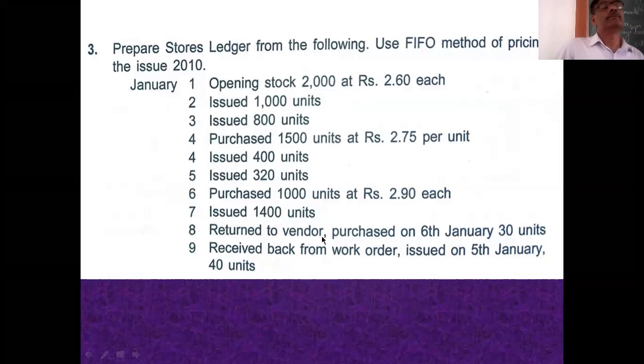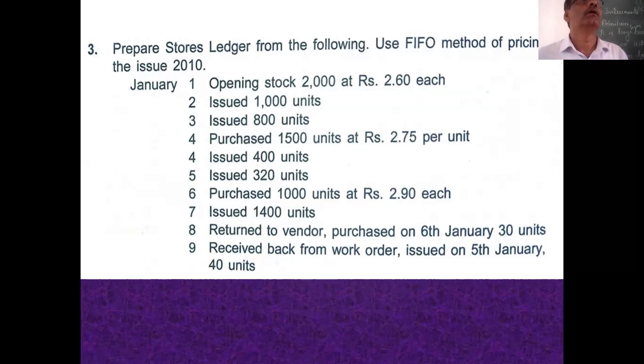Return to vendor. Return to vendor means supplier. Return to supplier, purchased on 6th January, 30 units. Okay. You returned 30 units to the supplier which were purchased on 6th January. What is the rate on 6th January? At what rate you purchased on 6th January? What is the purchase price on 6th January? 2.90, 2 rupees 90 paise.